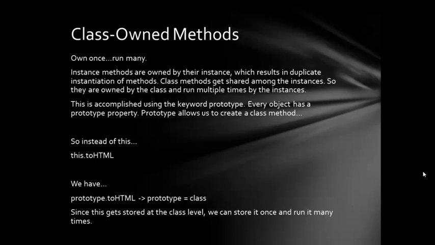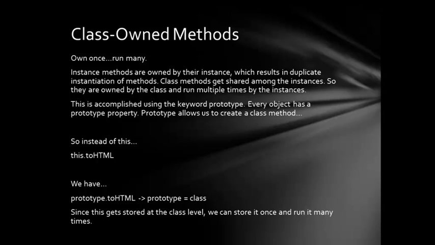So what it would be better to do is to pull that toString method out of the class and out of that one class instance and create it as a part of the program. Because class methods will get shared among your instances, so they're owned by that class, run multiple times. So the way we can do this is we can use the keyword prototype. Now anytime you see the word prototype, you can just equate that to class.